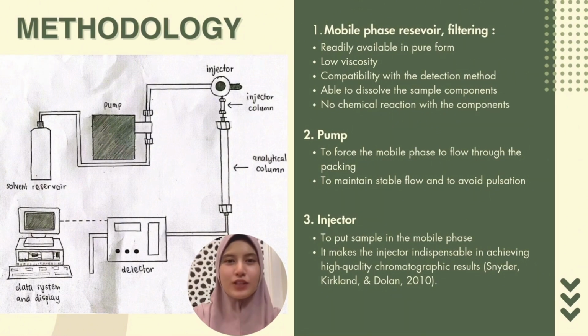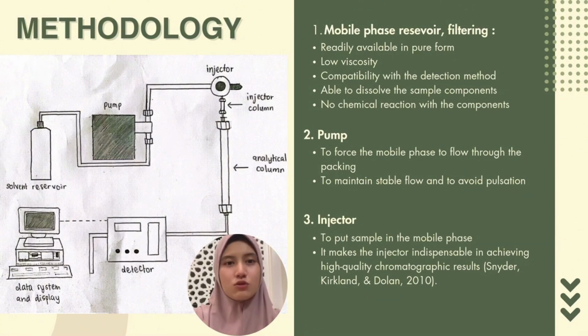Let's go through how HPLC works step by step. The process begins with a mobile phase reservoir which holds pure solvents. These solvents dissolve the sample components and must be chemically compatible with the method. Next, the pump drives the mobile phase through the system at a steady flow to ensure consistent pressure and avoid pulsation. This is crucial for reliable analysis.